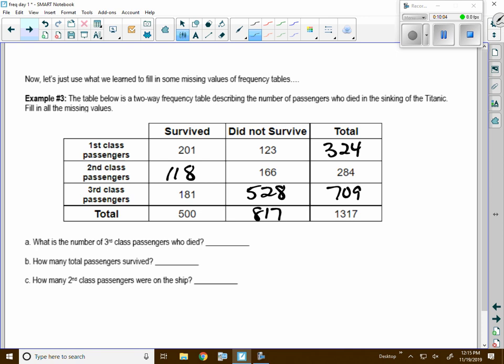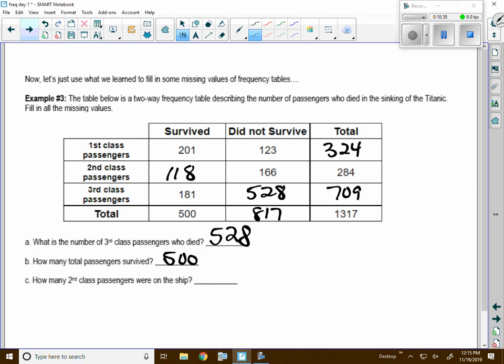Okay, our first question says, what is the number of third-class passengers who died? So we're talking about the Titanic. Number of third-class passengers who died. What would you say? Go to third class, right? Did not survive, 528. How many total passengers survived? Yep, go to survive, all the way to the total, 500.